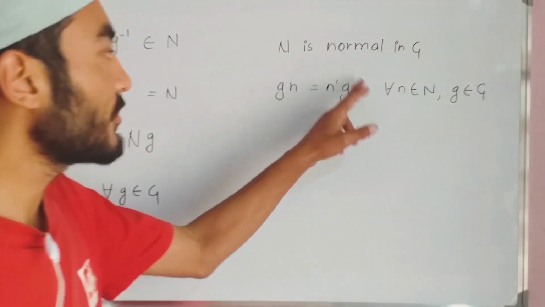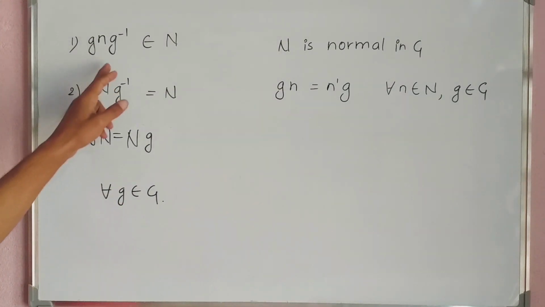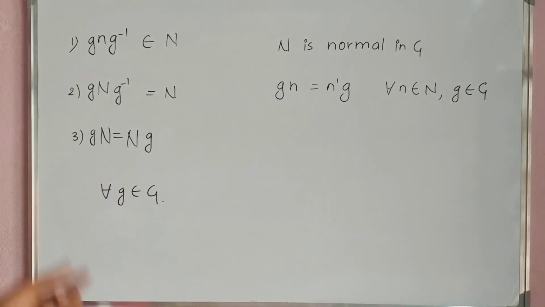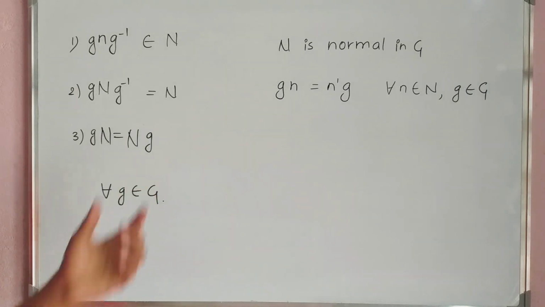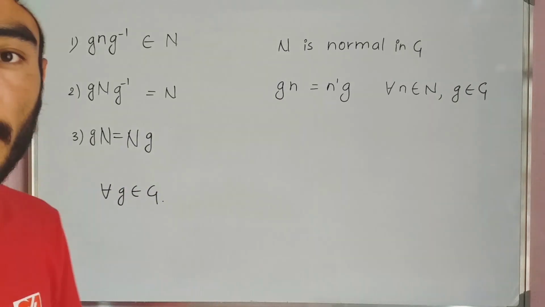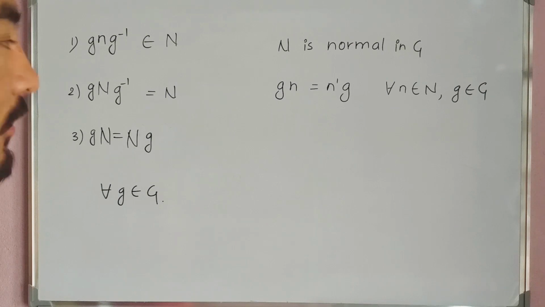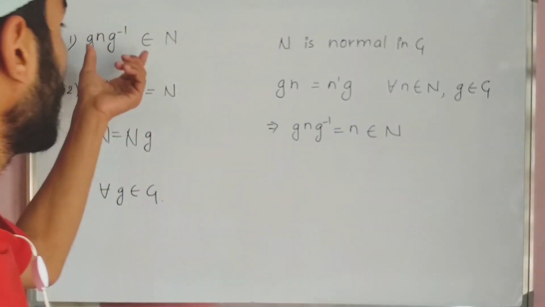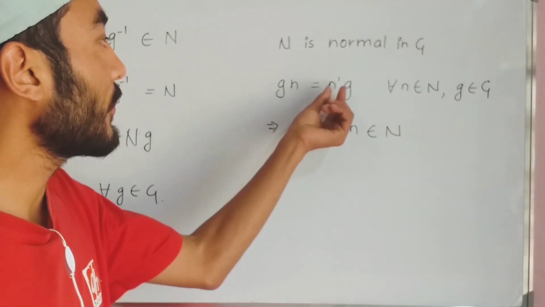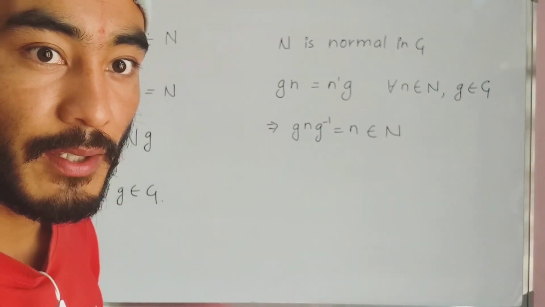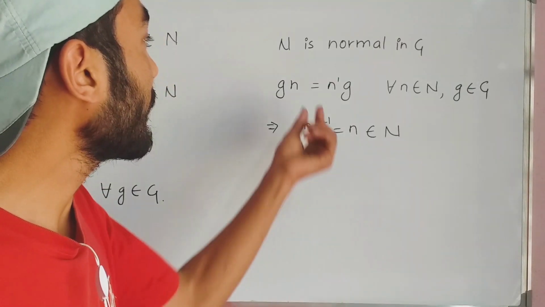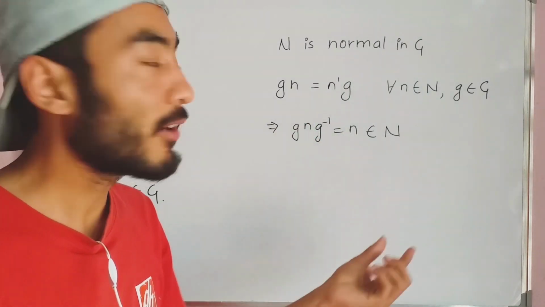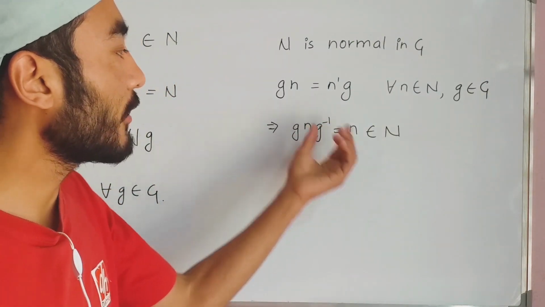Now there is more than one way to define normal subgroup. gn = n'g, or gng^-1 belongs to N, or gNg^-1 = N, or the left coset gN equals the right coset Ng are some ways to define normal subgroup. We saw that all these definitions are equivalent to each other. Now we show that this implies this. We have gn = n'g because N is normal in G. Now operate on both sides on the right by the inverse of g. We get gng^-1 = n', that is, it belongs to N. So gng^-1 belongs to N.